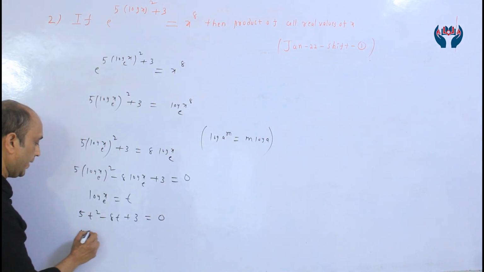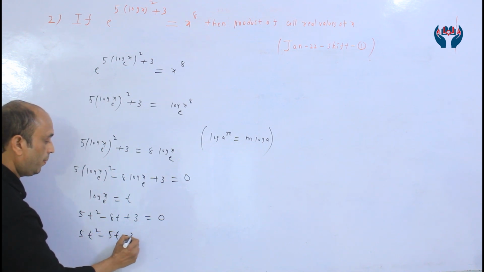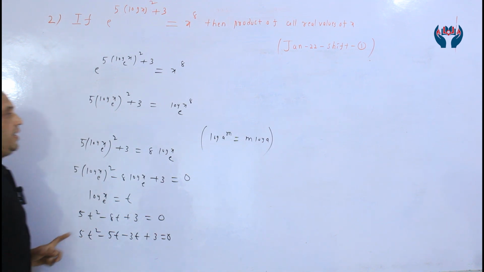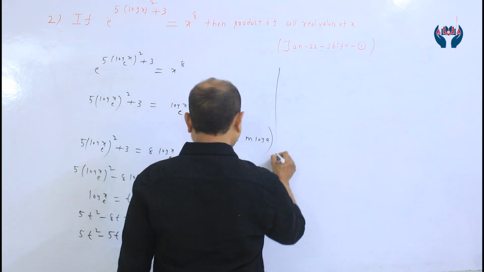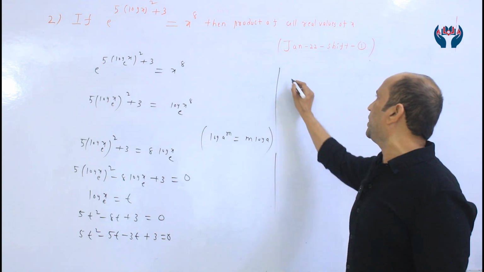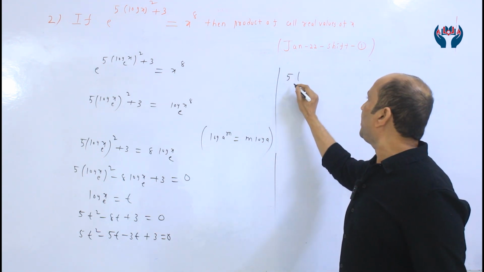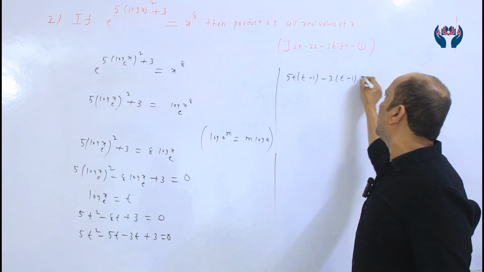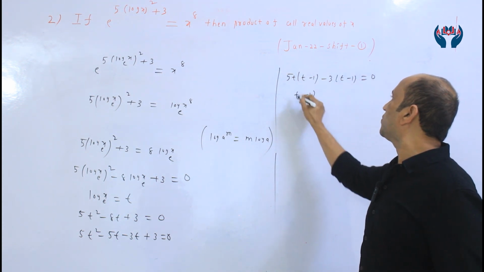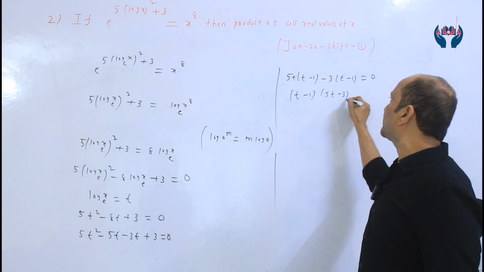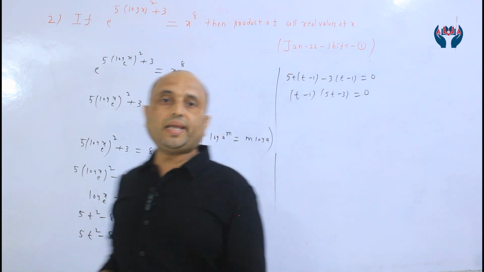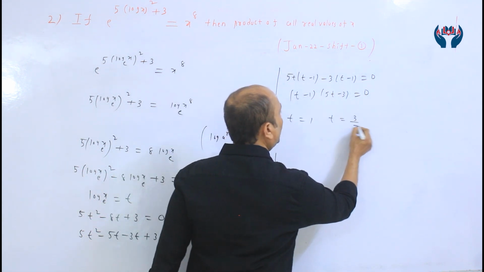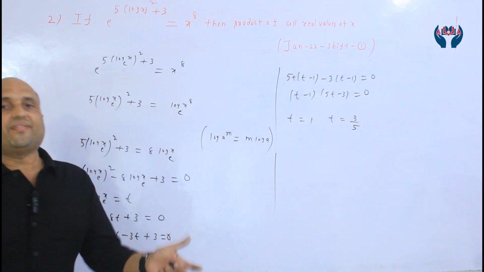So 5t² − 5t − 3t + 3 = 0. Now take common factors: 5t is common from the first two terms, so 5t(t − 1), and −3 common, −3(t − 1). So (t − 1) is common: (t − 1)(5t − 3) = 0. So t equals 1 or t equals 3 by 5. These are the two t values.